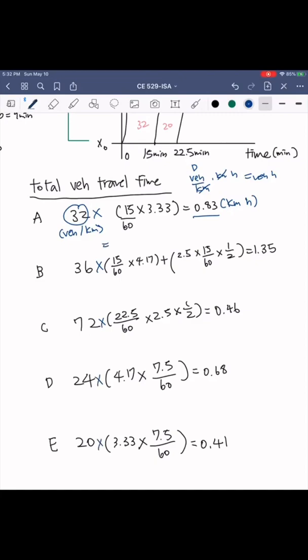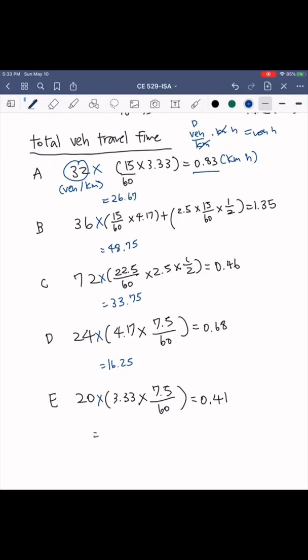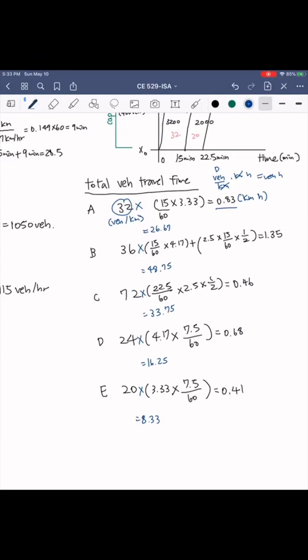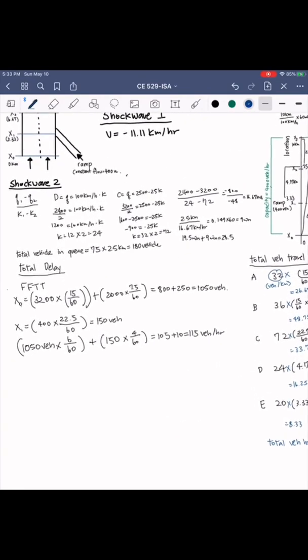So I have the answers ready also, which is this is 26.67, this is 48.75, this is 33.75, this is 16.25, this is 8.33, and to get the total you have to sum all these up. So total vehicle hour is 133.75. So let's go back to the total delay equation here.